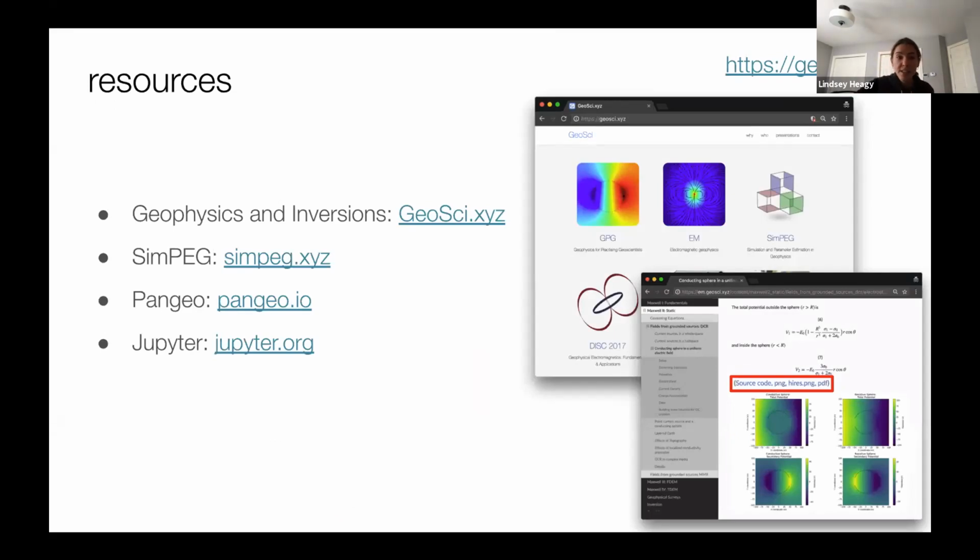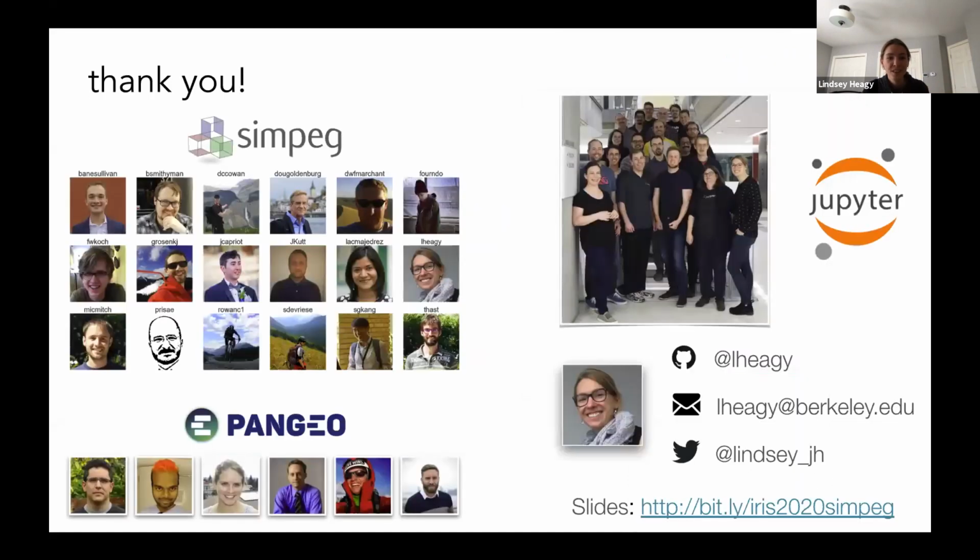So I just put this in here. If you are curious to find out about any more of these projects, there's a handful of useful links, and as I mentioned, feel free to reach out. And with that, I will wrap up and say thank you, and also highlight folks from each of these communities, from the SimPEG community, the Jupyter, and the Pangeo communities, whose work has definitely made all of these efforts possible.